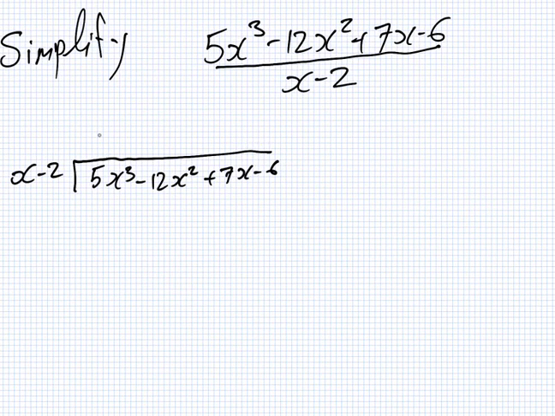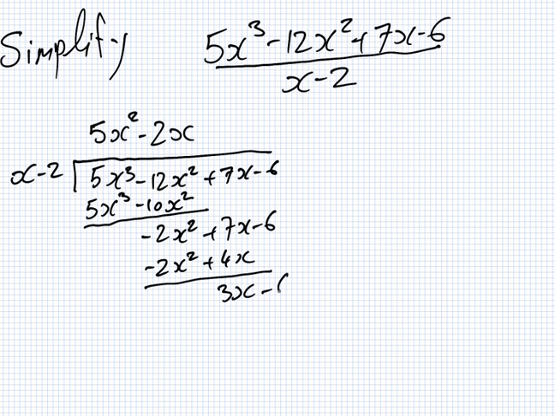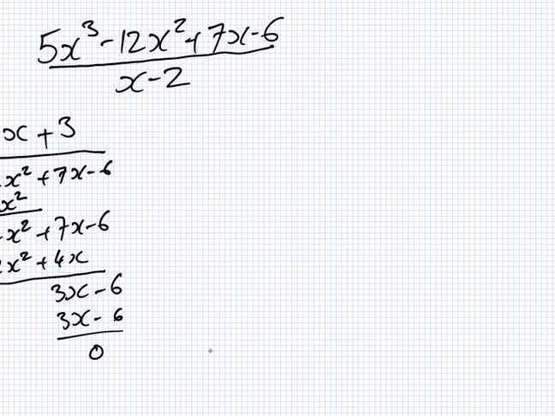So what will I have first? What's here first? 5x squared, yeah? So this will be 5x cubed minus 10x squared. I subtract and I get minus 2x squared plus 7x minus 6. Minus 2x, minus 2x squared plus 4x. Subtract, I get 3x minus 6. Plus 3, 3x minus 6, remainder is 0. So it is a factor.